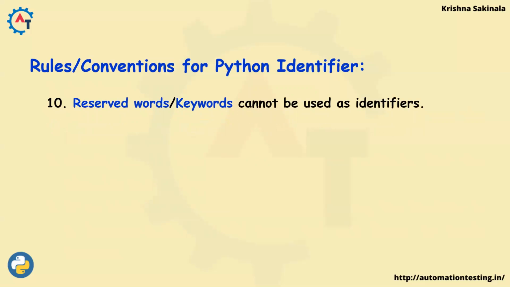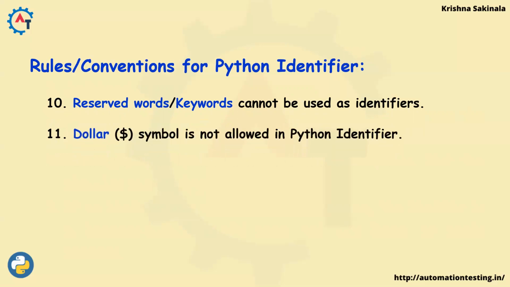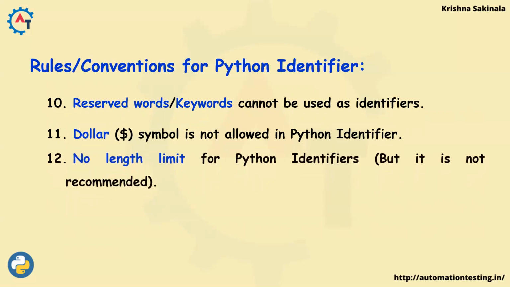We already discussed that reserved words or keywords cannot be used as identifiers, so this might be a duplicate. The dollar symbol is not allowed in a Python identifier, so you cannot use it. There is no length limit for Python identifiers. When you're giving a name, there is no limit on the characters, but it is not recommended. It should be a valid, meaningful name.